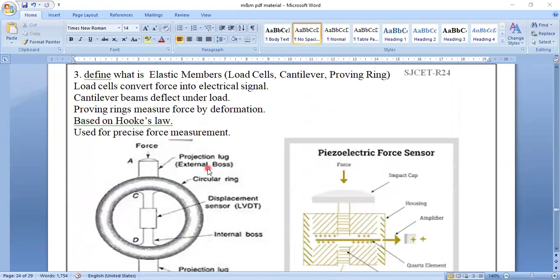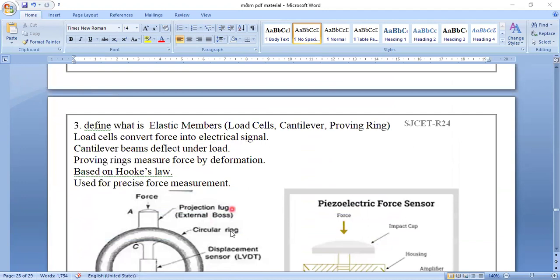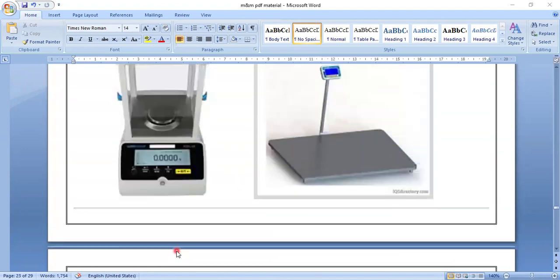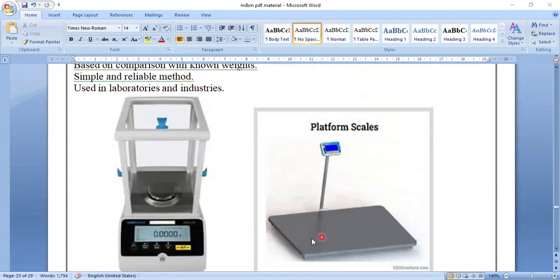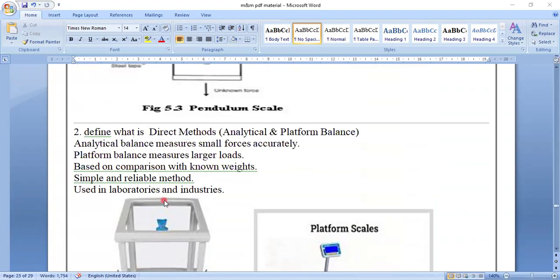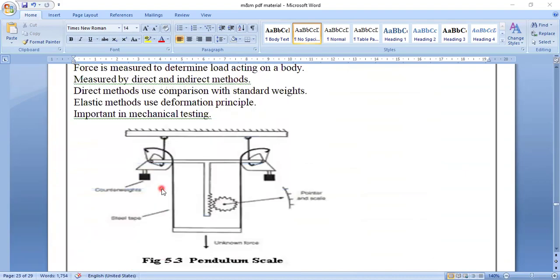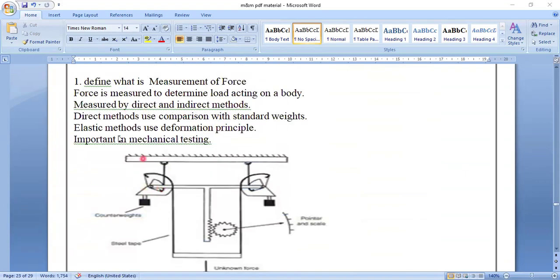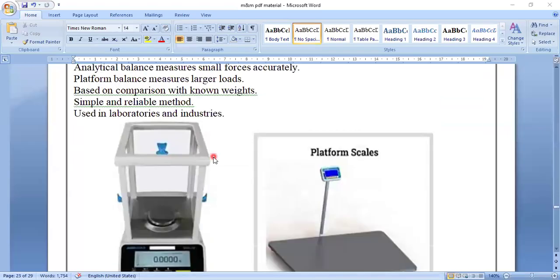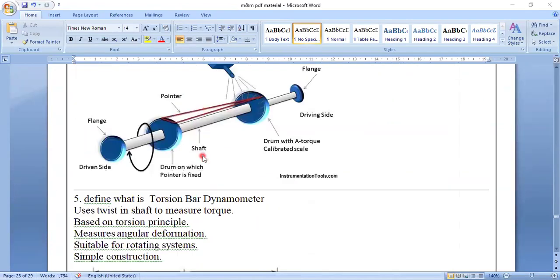These are the three types of basic elastic transducers I have told you. There is a change in shape, and they are read. Large platforms, big vehicles, big weights or small weights are measured here by the direct method, and also the measurement of forces. Forces are nothing but the acting loads. They are direct or indirect. Direct ones are compared with standard values; for indirect ones, deformation values are taken. These are the important questions I have covered.